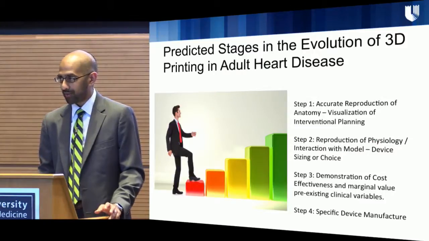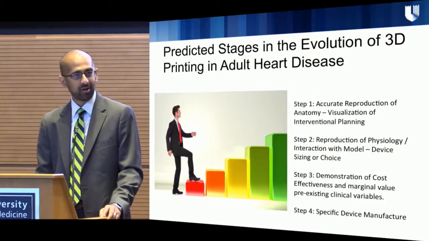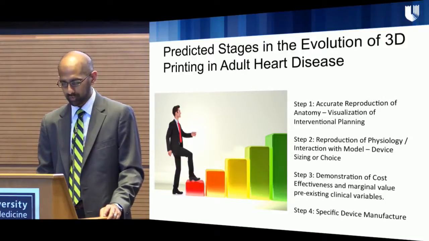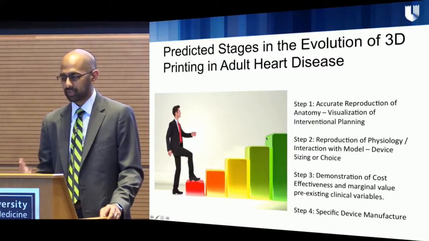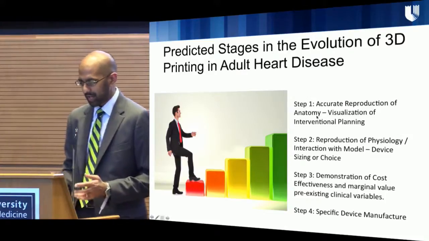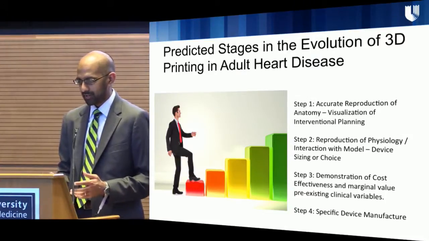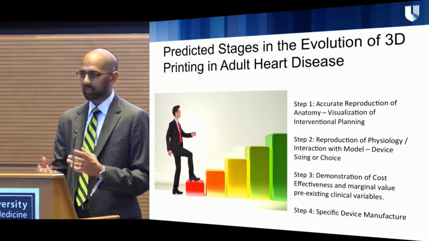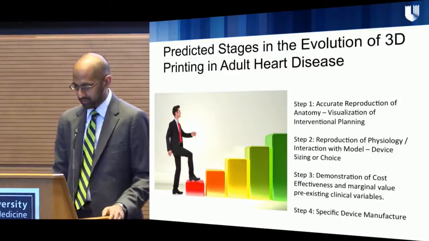So with that background, and that's really the extent of the background in our understanding of how 3D prints might help in teaching and in pre-procedural planning, here's what we think may be the evolution of 3D printing and its uses in structural heart disease. So step one, this is the simplest thing, accurate reproduction of the anatomy. So we're going to look at the anatomy and we're going to understand it, and in some way that's going to help us to do the case.